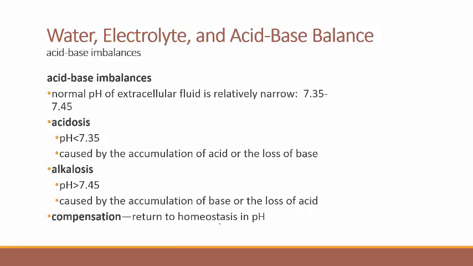So normal pH for extracellular fluids is somewhere between 7.35 and 7.45, slightly on the alkaline side of neutral pH. So acidosis is when we get our pH below 7.35, and it occurs as we accumulate acids or lose lots of bases. And alkalosis, on the other hand, is a pH greater than 7.45, and it's caused by accumulating base or losing acid. So if we retain bases or lose acid, then we become alkalotic.